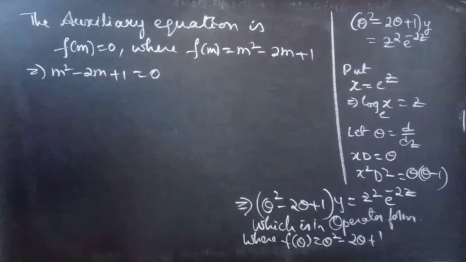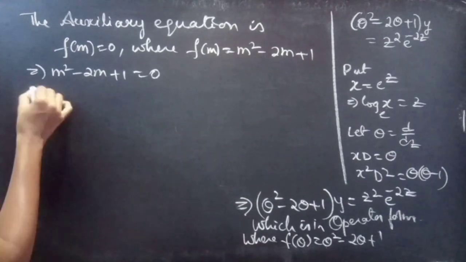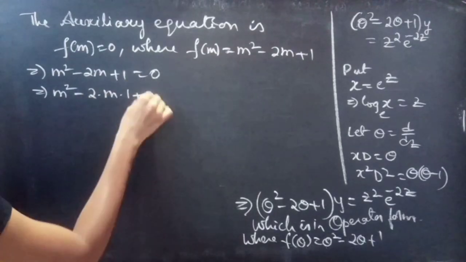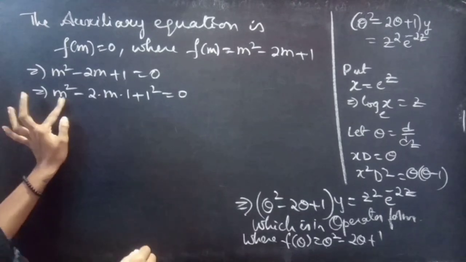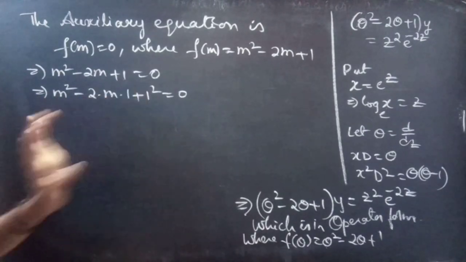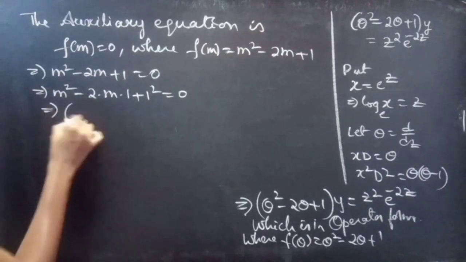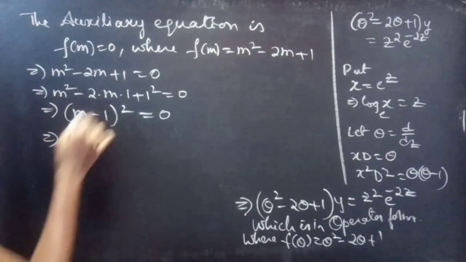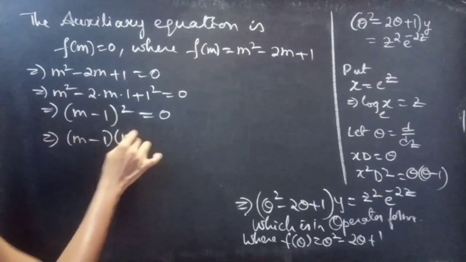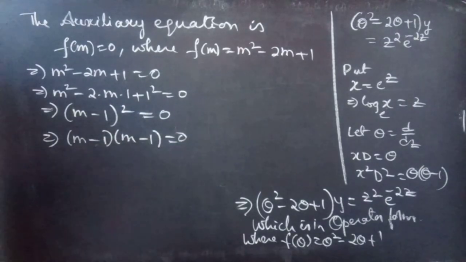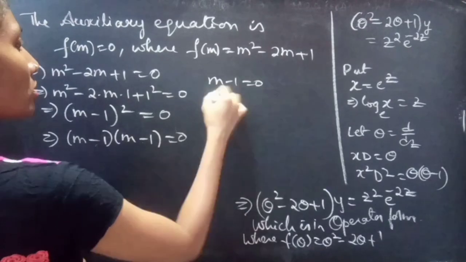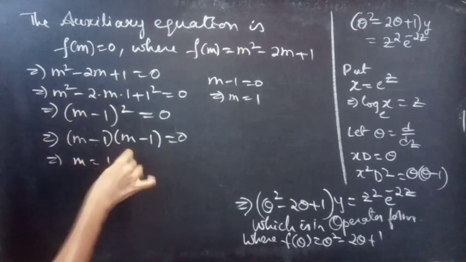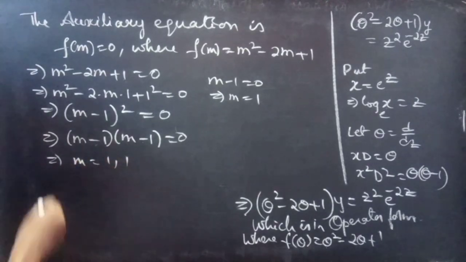This looks like the expansion of (a minus b) whole square. Let's see. Let's write minus 2m as 2 into m into 1 and this 1 as 1 square. So this is of the form a square minus 2 into a into b plus b square, an expansion of (a minus b) whole square form, right? So we can write (m minus 1) whole square as (m minus 1) into (m minus 1). Equate each factor to 0. When m minus 1 equals to 0, we'll get m equals to 1. Since m minus 1 is repeating twice, we'll get m equals to 1, 1. So here the roots are real and equal.